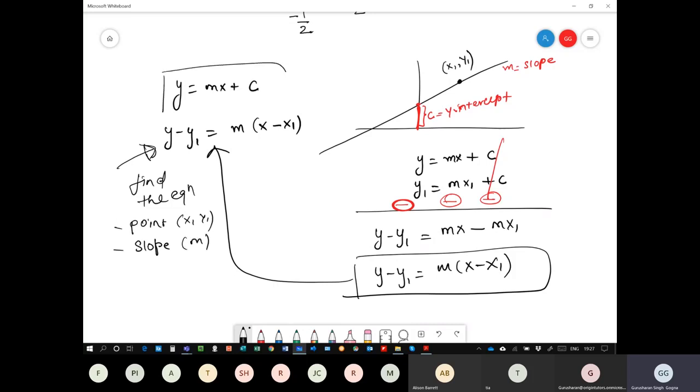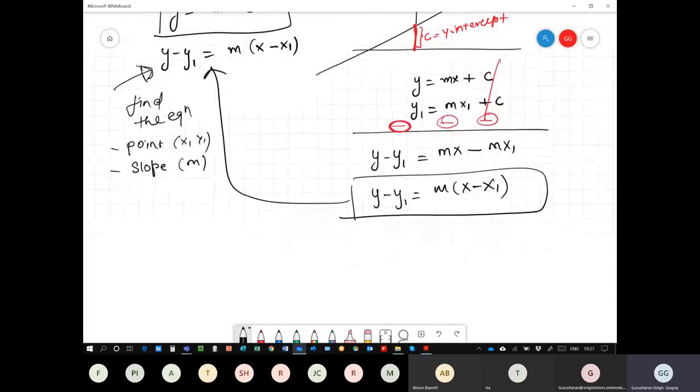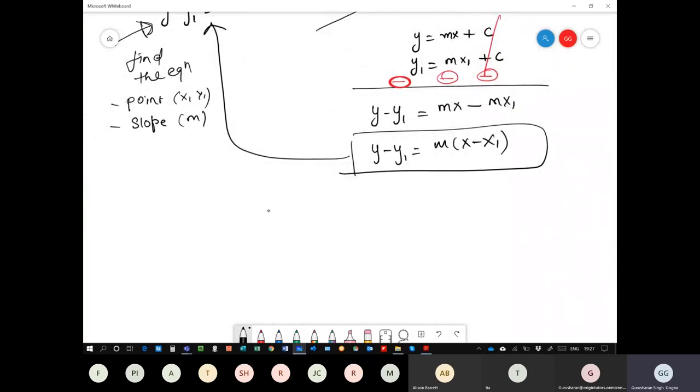Okay. Now what's the use of this formula then? 99% chance that they will not ask you to find out the equation based on y is equal to mx plus c. Okay. So when to use this formula, I'll explain with a simple example. They will say there is a line 3x plus 2y equals 5. This is the equation of the line, and you can see why it is the equation of a line, because the power of x and y is 1. So it's a linear equation. So linear always represents the equation of a line.